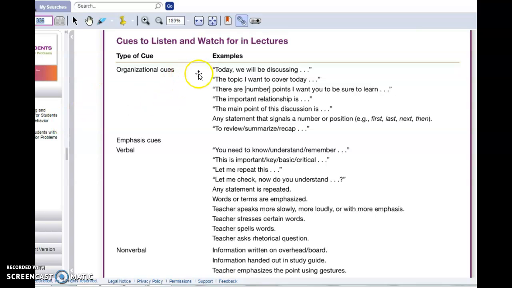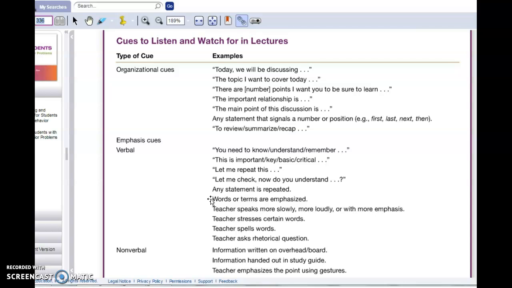But you could say things like, today we will be discussing, there are blank points I want you to be sure to learn or to listen for or to pay attention for. The main point of this discussion, to review, summarize, recap. Say not all these things, obviously, all at once, but be explicit with them. Give them these cue cards. Let me repeat this. This is important. Write this down, stuff like that. Let me say this term. I'm going to tell you the definition. I'm going to say it again. I'm going to tell you the definition, right?